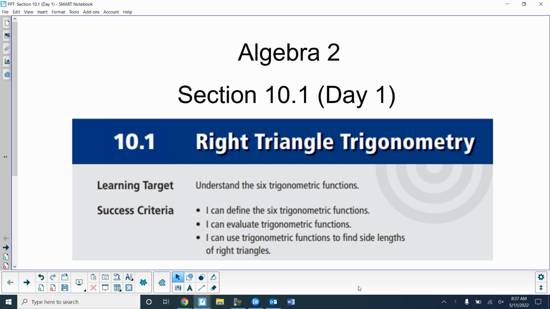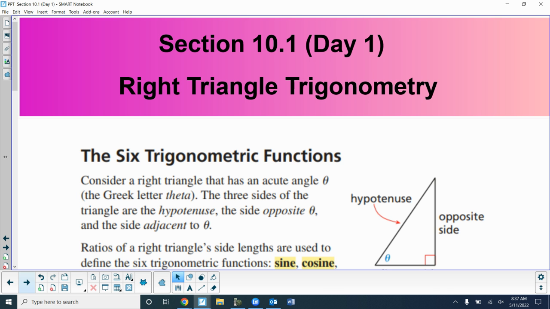All right, so you're going to figure out the 6 trig functions today. And you're going to use trig functions to find lengths of right triangles, okay? So it's really pretty easy. So let's get into it right away.